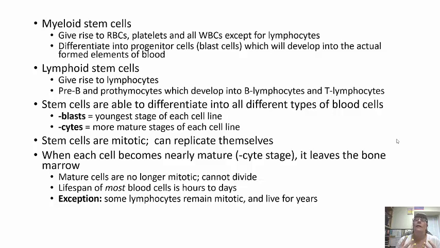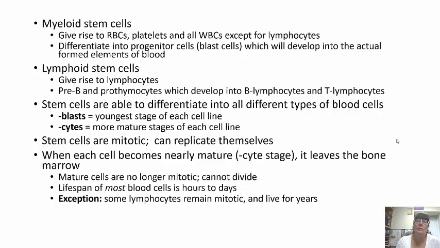So when they are young at the early stage where they're ready to differentiate, they're referred to as a blast. When they become a more mature stem cell and they're not going to differentiate anymore, they become a cyte. So a monoblast is going to differentiate into a monocyte, for example. Stem cells are mitotic, so they can replicate themselves. And when each cell becomes almost mature, so they're at the cyte stage, pretty close, it's going to leave the bone marrow. Mature cells lose their mitotic ability, so they cannot divide.